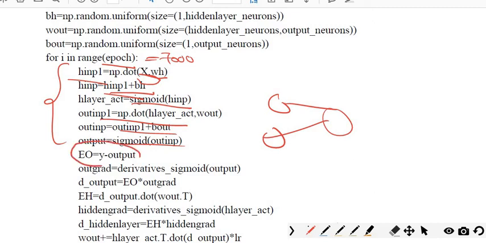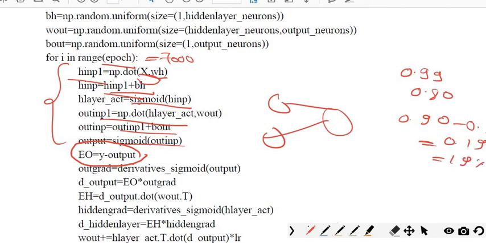calculate the error output. What is the error output? I want the target to be 0.99 or 99%, and now I got 0.80. So you subtract it and you get 0.19. That is nothing but 19% error. Hence we don't want this; we want the error to be equal to 0%.